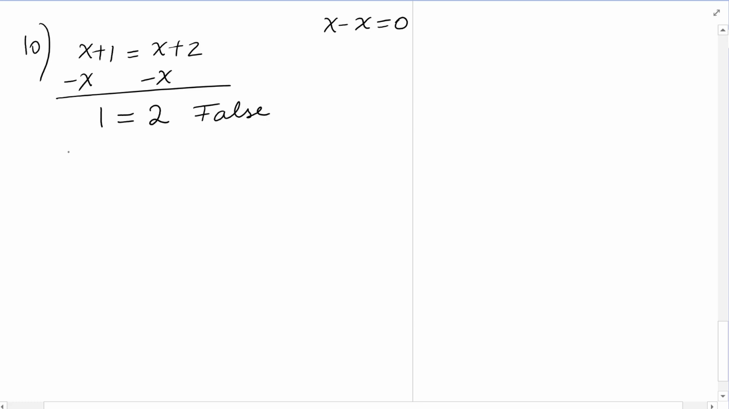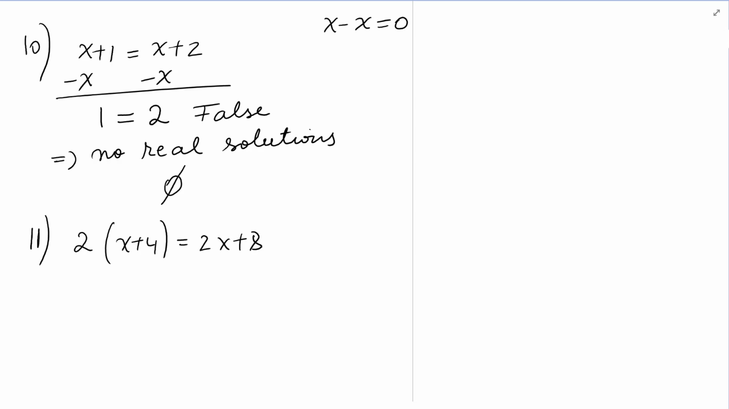So what does that mean? It means no real solutions, or no solutions. Because there is no number that we substitute for x that is going to give us something true. Or we can write this as the empty set.